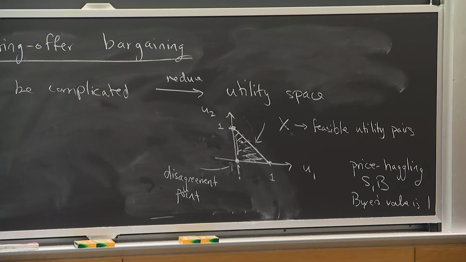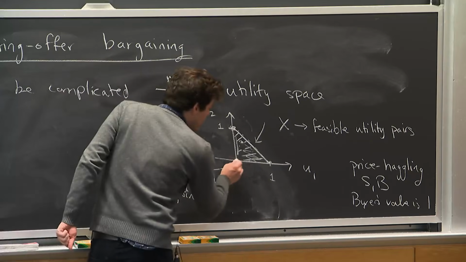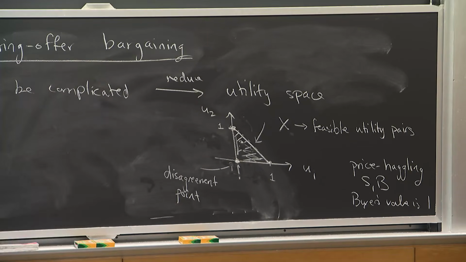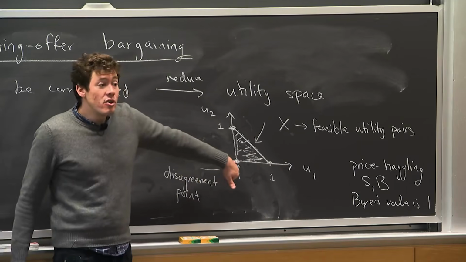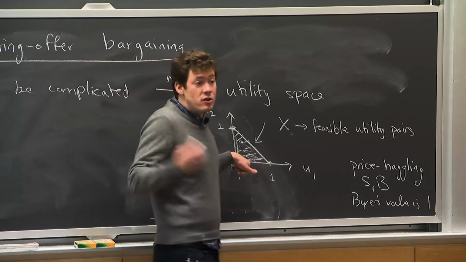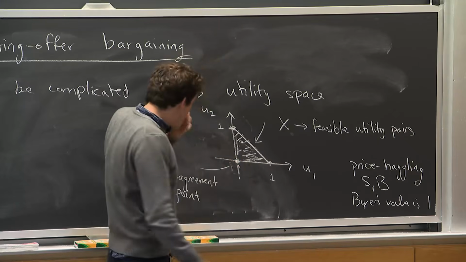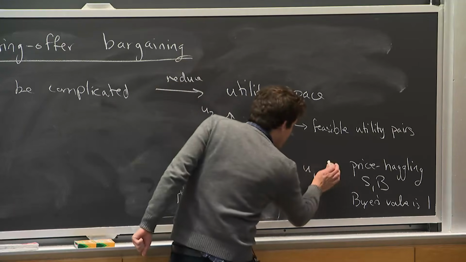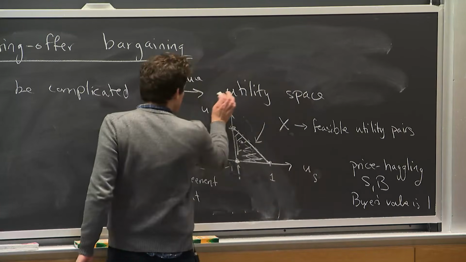What is our disagreement point in price haggling? What can happen if a buyer and a seller come together and they haggle over the price? Well, they can always just walk away and not exchange, right? So if there's no exchange, we each get utility 0. The buyer doesn't get the good, they don't pay anything. The seller doesn't get any revenue, so we get utility 0. And now I need to decide who's the seller and the buyer. Let's say this is the seller and this is the buyer.